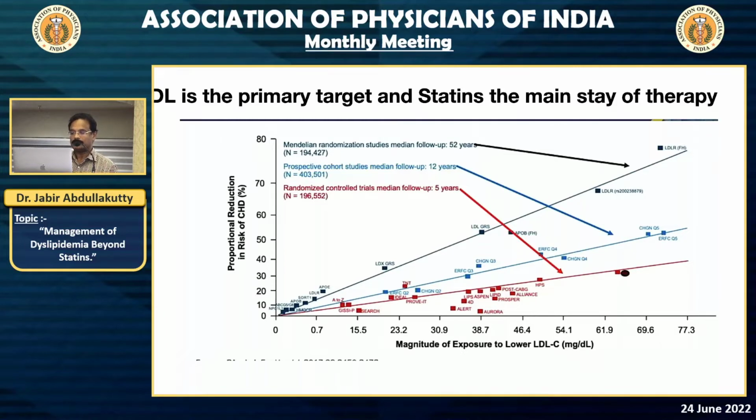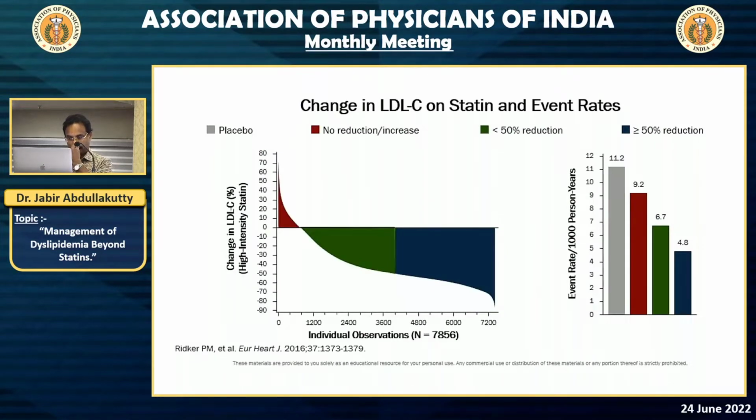We have plenty of data which says that LDL is the primary target and the statins are the mainstay of therapy. Not only are the statins the mainstay of therapy, we can see the amount of LDL reduction produced by the statin. When we compare more than 50% reduction to less than 50% reduction or no reduction at all, there is a significant difference in the life expectancy or the mortality.